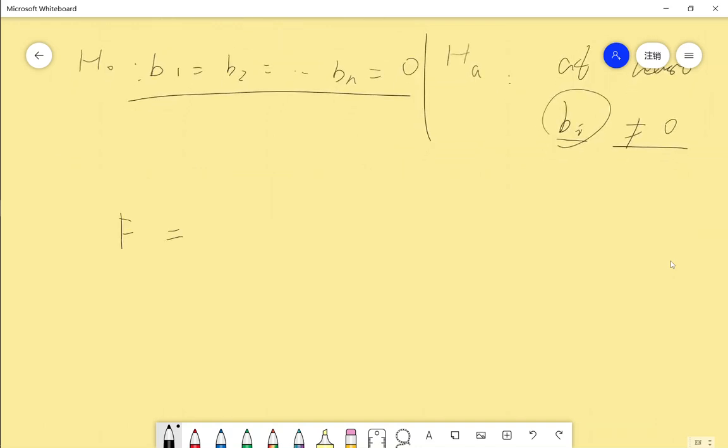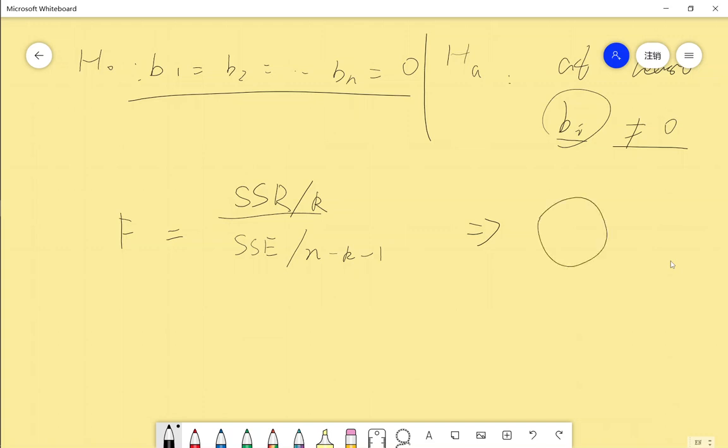So the F test is pretty simple: the regression sum of squares, the sum of squares of the regression. Of course, we need to consider the degree of freedom, k, and the sum of squares of the residual, the sum of squares of the error, and the degree of freedom will be n minus k minus 1. So that's pretty much how we calculate that.